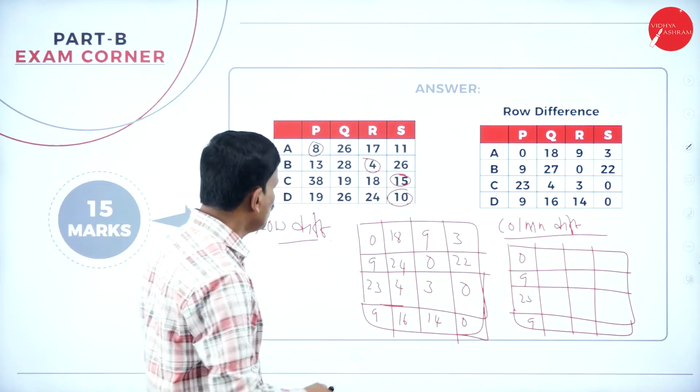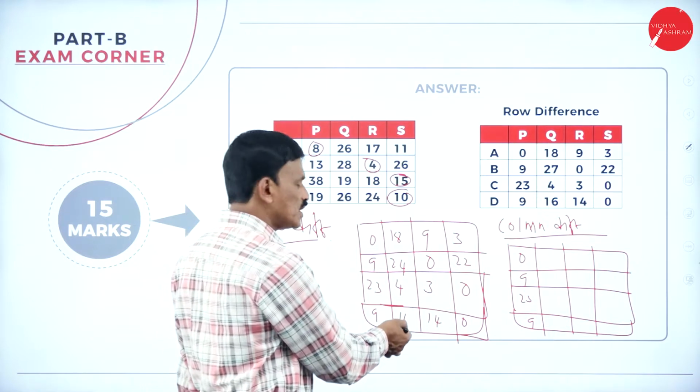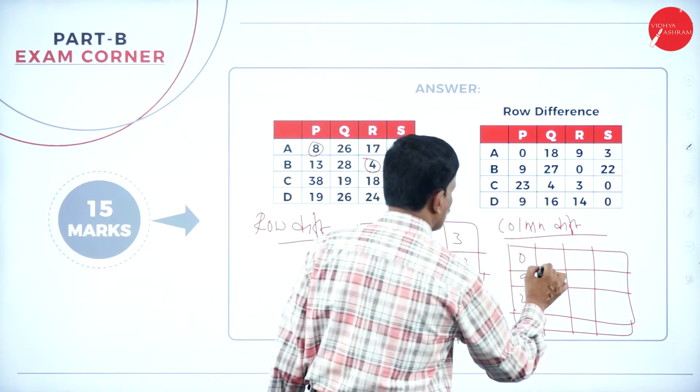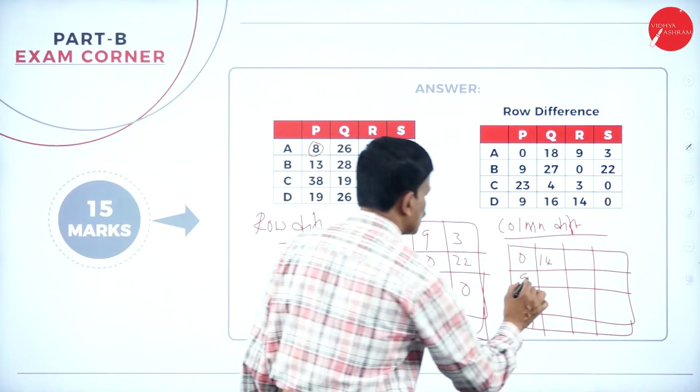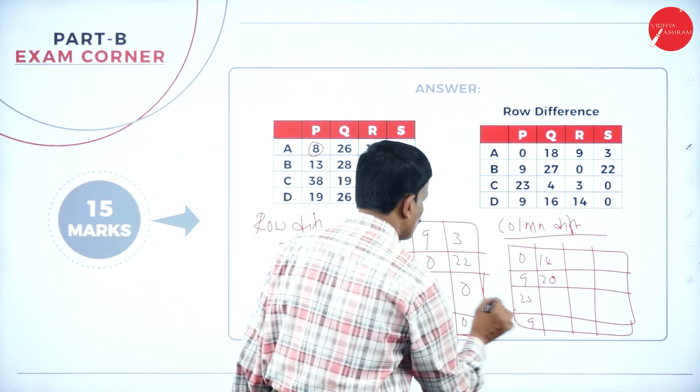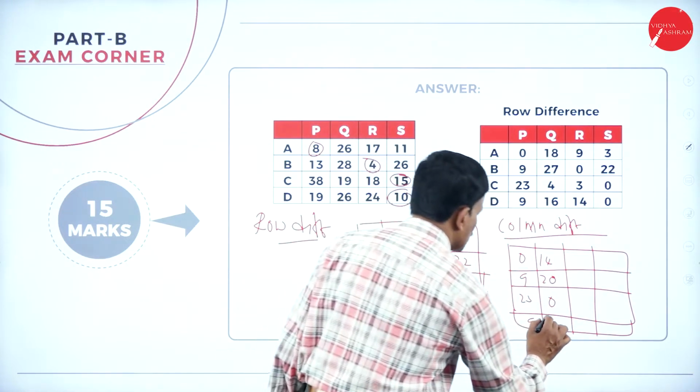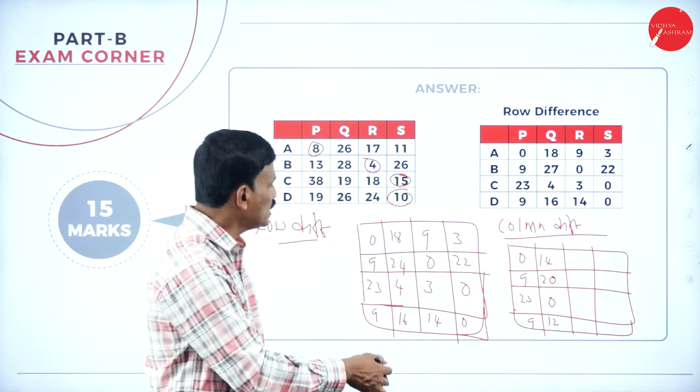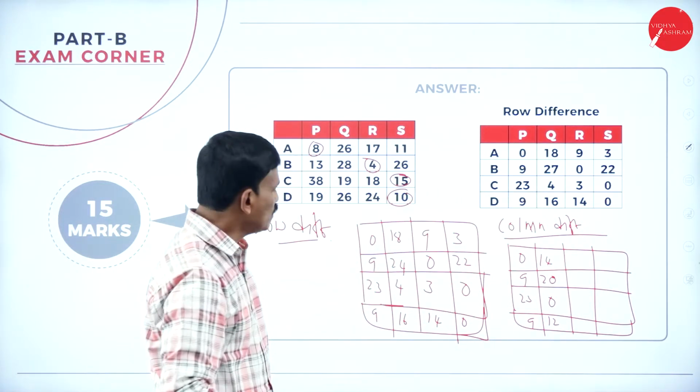And what is the minimum value here? 4 is the minimum value. You can subtract 4. 18 minus 4 is 14. 24 minus 4 is 20. And 4 minus 4 is 0. 16 minus 4 is 12. And similarly, in the third column, what is the minimum value? 0.